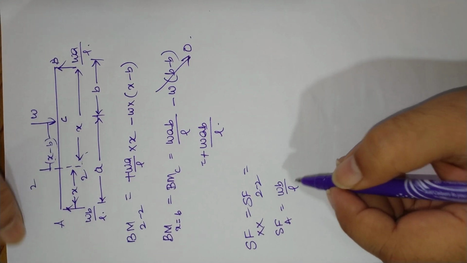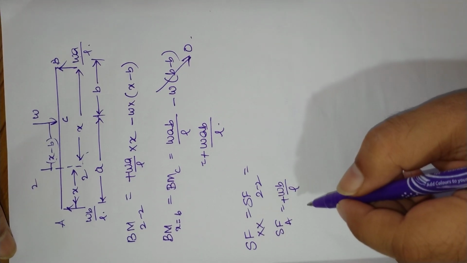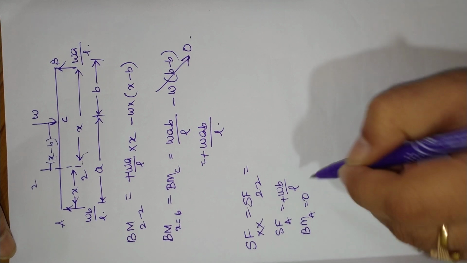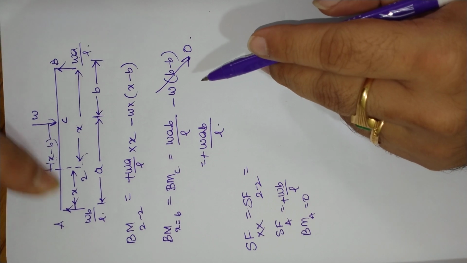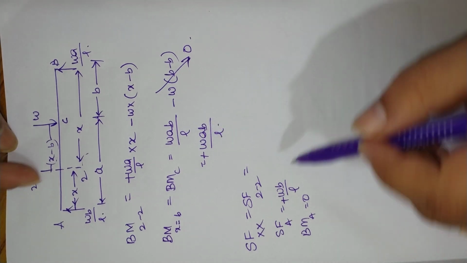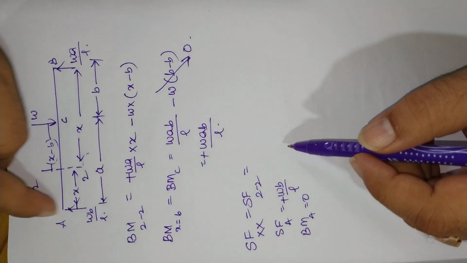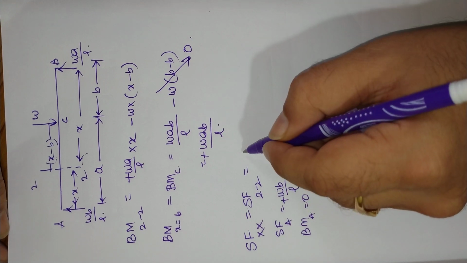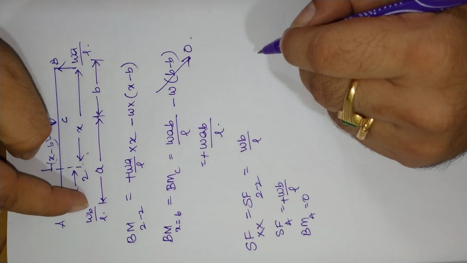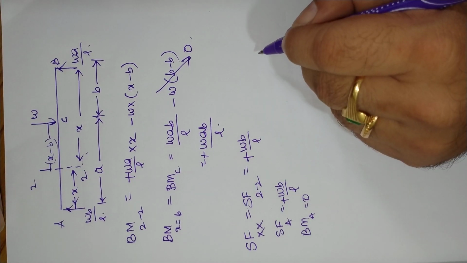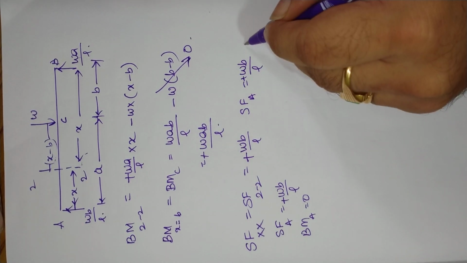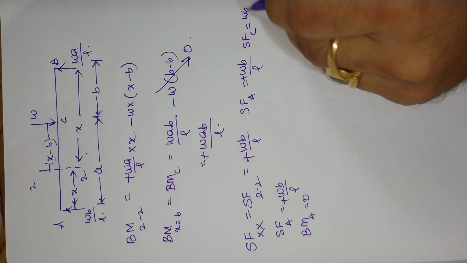Left side upward is taken as positive, so I can take this one as positive. Now bending moment at point A is equal to 0. I can directly take this, but I'll explain how I approached it. I'm considering the left side of the section. Towards the left side of the section, one force is acting in the upward direction. Shear force at any section X will be equal to WB by L. Left side upward should be taken as positive, so this is a positive value. Shear force at point A will be equal to WB by L, as there are no other forces, and again shear force at point C will also be equal to WB by L.